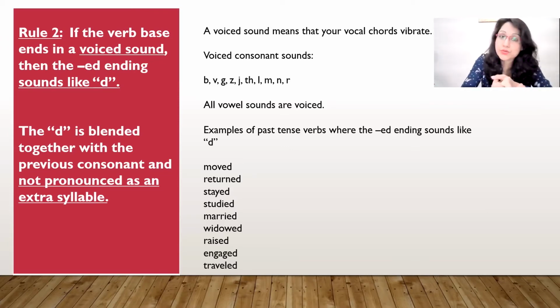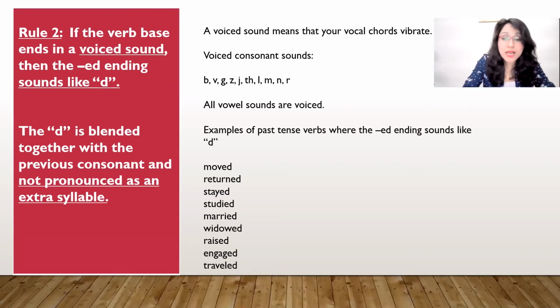So whenever you have voiced consonant sounds at the end, you will hear a very subtle d, which is again going to blend with the previous consonant sound. And when you have voiced consonant sounds like b, v, g, z, j, okay, all these voiced consonants, then what you do is you blend it with the previous one, and the sound is going to be with one syllable. Moved, returned, stayed, studied, married, widowed, raised, engaged, and traveled. All right. So every time you have your ED words there, you cannot break them into two syllables.